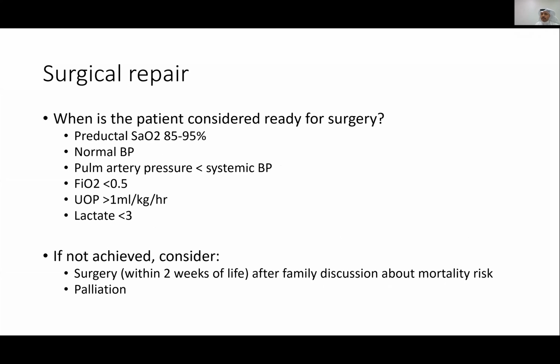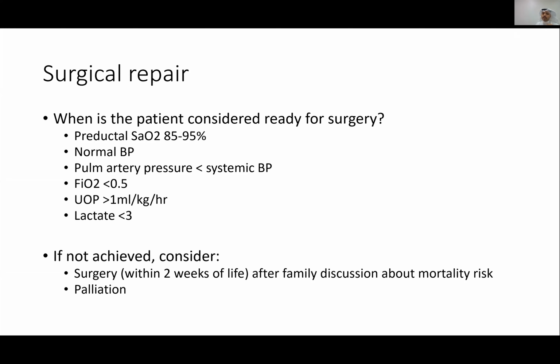FiO2 less than 50%, good urine output, and a normal lactate. If you have all these findings, then the baby is ready for surgery. What if those findings are not achieved and the baby remains sick? Then you have to decide. You do not want to let this baby go beyond 2 weeks without fixing. So you want to fix them early on.